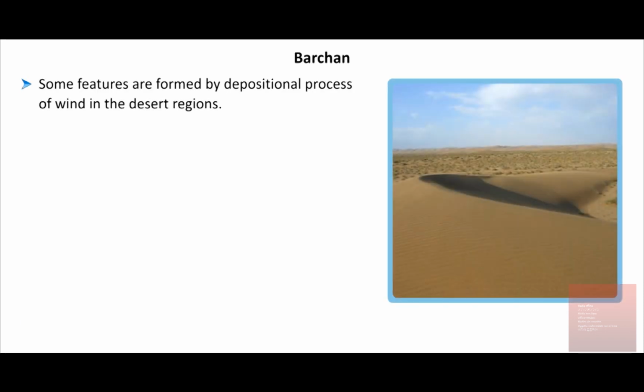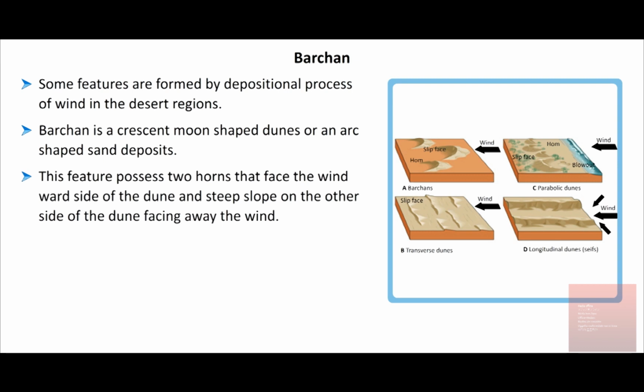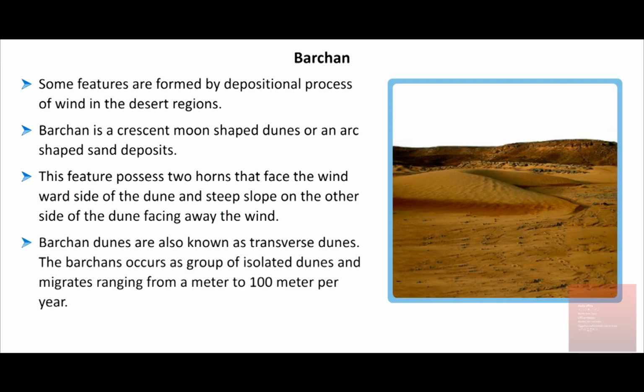Some features are formed by depositional process of wind in the desert regions. One such feature is Barkan. Barkan is a crescent moon-shaped dune or an arc-shaped sand deposit. These features possess two horns that face the windward side of the dune and a steep slope on the other side of the dune facing away from the wind. Barkan dunes are also known as transverse dunes. The Barkans occur as groups of isolated dunes and migrate from a meter to 100 meters per year. As these dunes migrate, smaller dunes replace them.